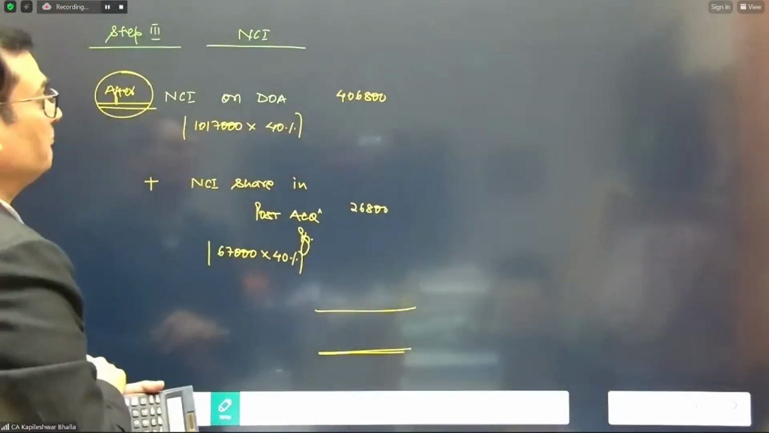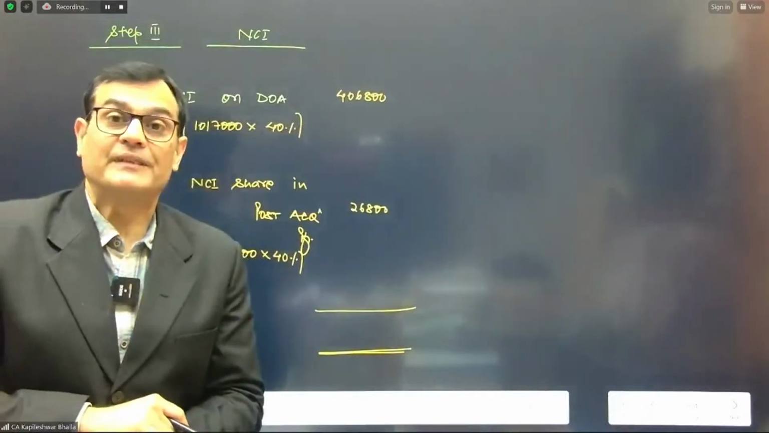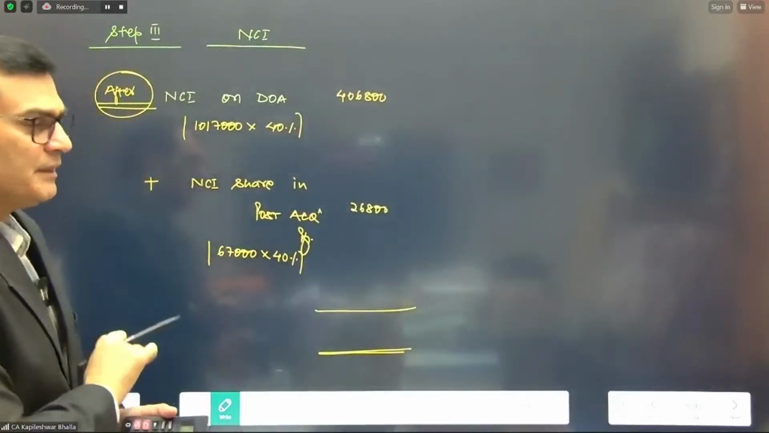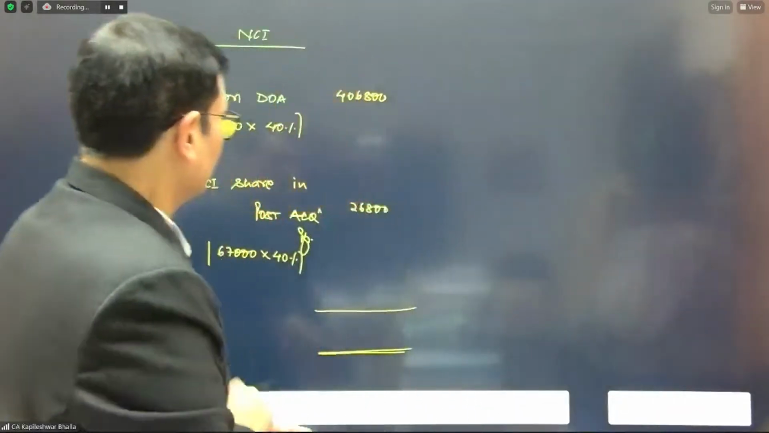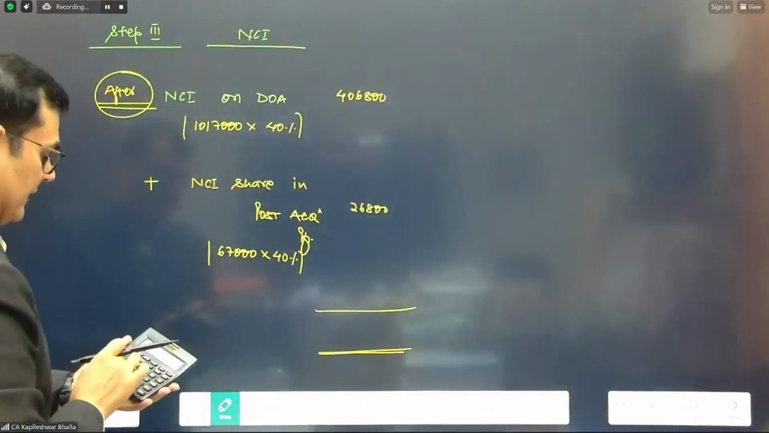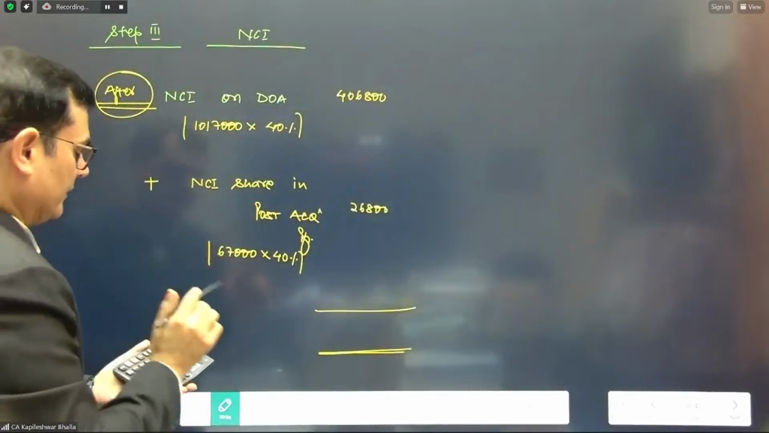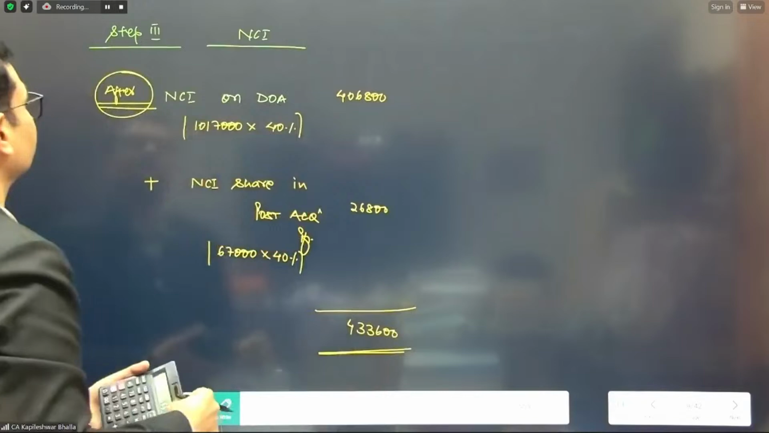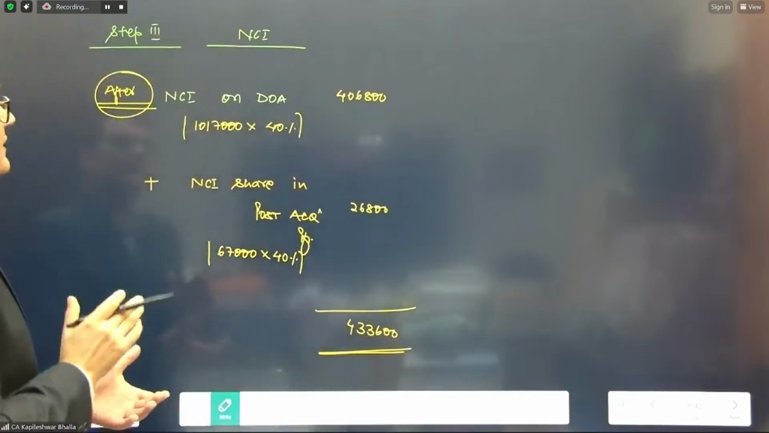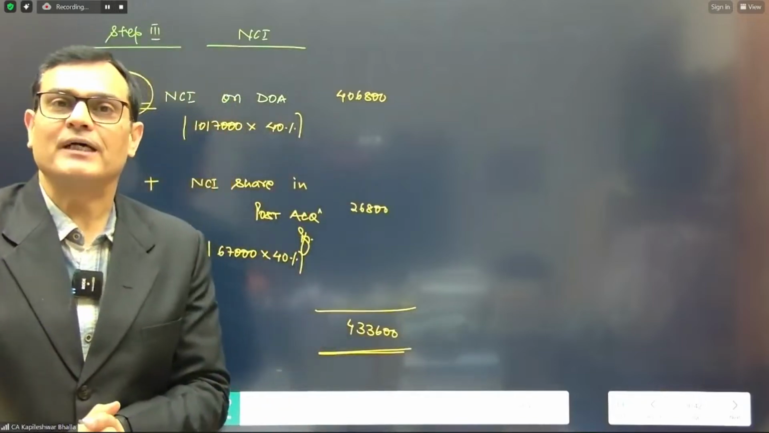And we don't have any impairment of goodwill. Otherwise, we would have taken a goodwill impairment. But in this case, had there been goodwill impairment, we would not have taken a hit because NCI is taken at PASNA. So let's add this 26,800 to 406,800. It comes to 433,600 is the NCI. Right. So that was step number 3, getting NCI.